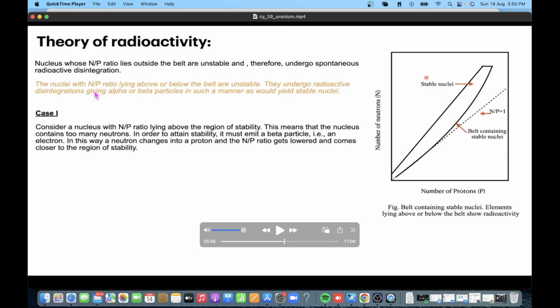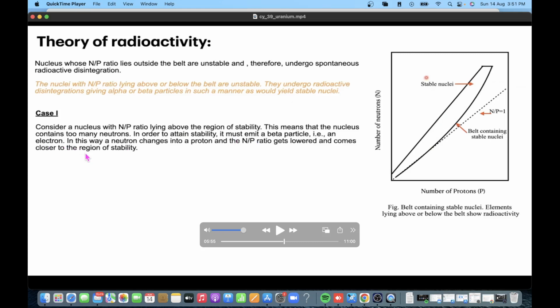The nuclei with N/P ratio lying above or below the belt are unstable, so they undergo radioactive disintegration. They will give up some alpha or beta particles in such a manner that they come back to the stable region. Case 1: consider a nucleus with N/P ratio lying above the region of stability. This means the nucleus contains too many neutrons, so the N value is higher than P. In order to attain stability, it will emit a beta particle.